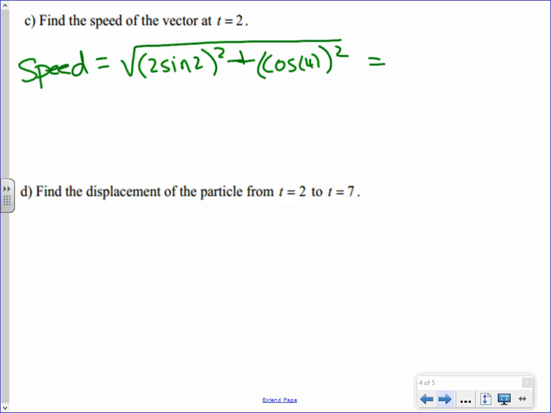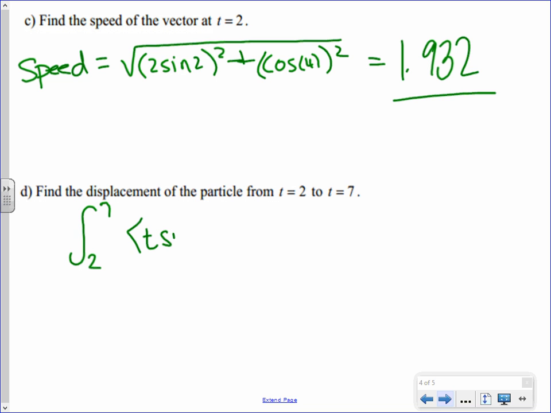What's our speed? Got 1.93. Okay. The displacement of the particle. What do we have to do? Displacement, that is the antiderivative not using an absolute value, which seems backwards. Okay, so we need to do the antiderivative from 2 to 7.